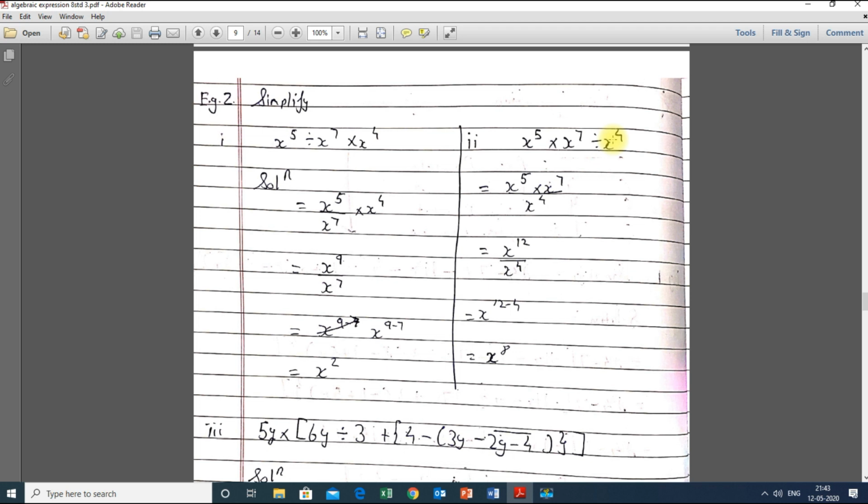So the rule changes. First, we know, as per BODMAS, we have to solve division first. Therefore, this division is written in fraction form: x raised to 5 upon x raised to 7, into x raised to 4.